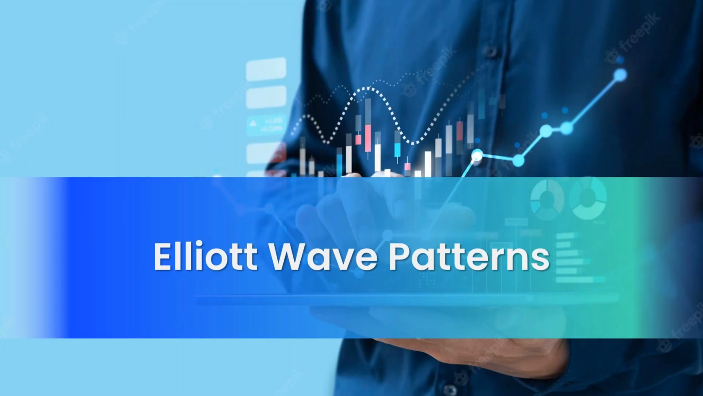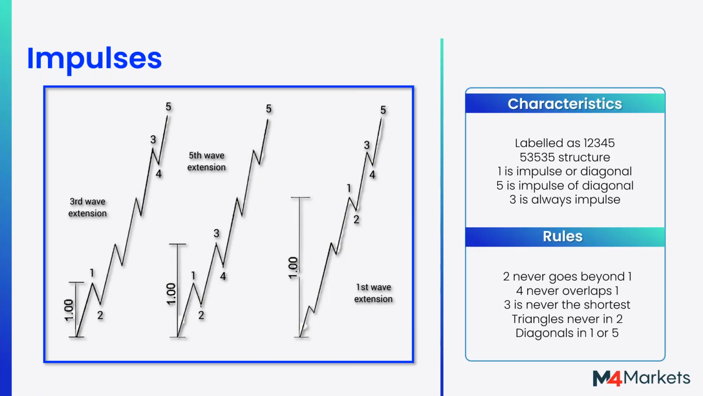Obviously, the 5 main ones, right? Motive waves, impulses first. There are some characteristics, and I have some basic rules here first. These are the ones you need to learn first, the most important ones, because there are many rules and guidelines. Impulses are 3 different types: the 3rd wave extension, the 5th wave extension, and the 1st wave extension. Typically, only one of the waves extends. Sometimes, in commodities especially, 2 waves will extend, and in cryptos.